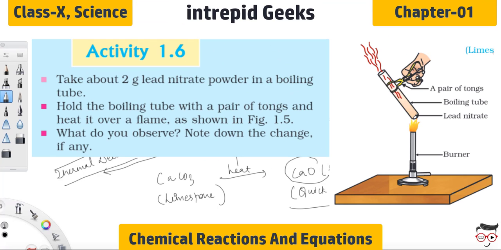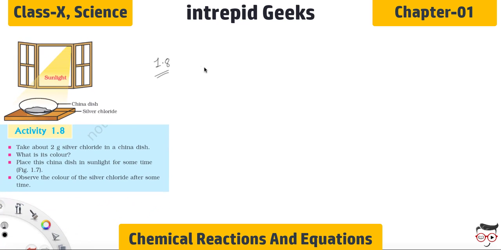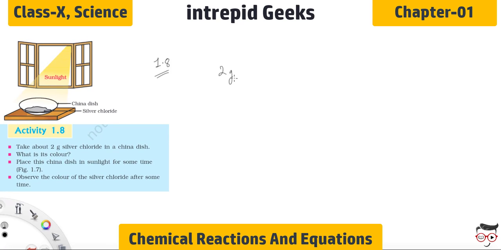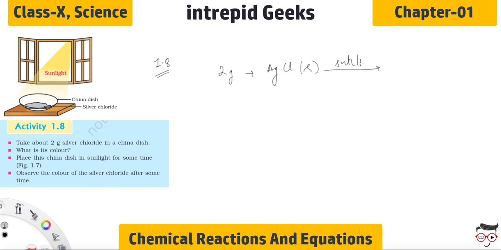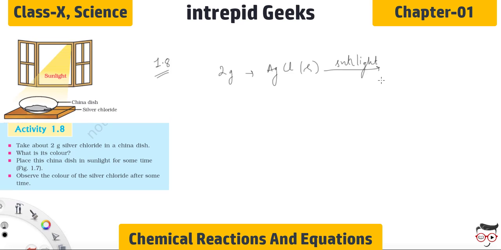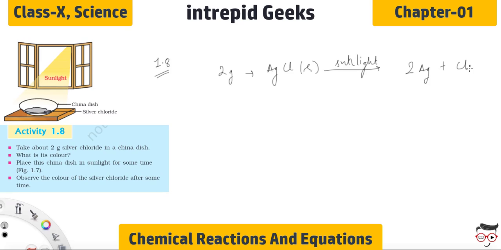I want you to read activity 1.6 and also find out the results of activity 1.6 in the form of a reaction. There is an activity 1.8 which is very interesting with reference to decomposition reaction. In this activity, we need to take 2 grams of silver chloride. So what is the formula of silver chloride? AgCl, right? And we need to keep silver chloride in the presence of sunlight. So after some time, you will see that silver chloride will break into silver and chlorine.